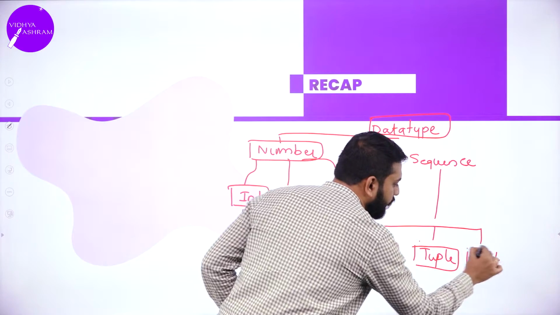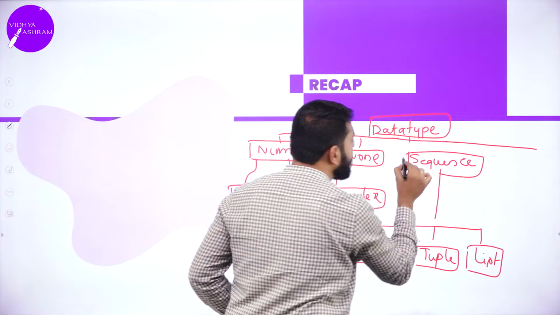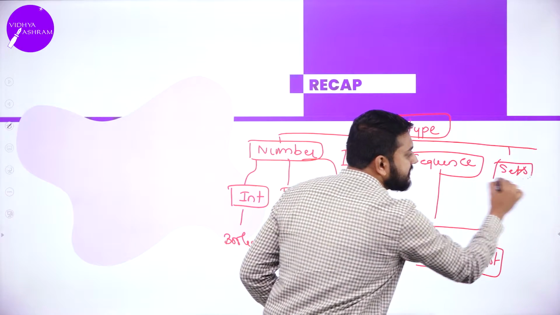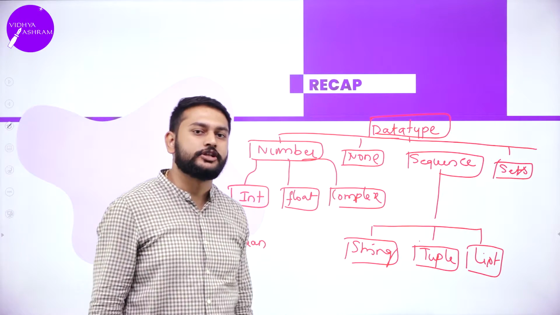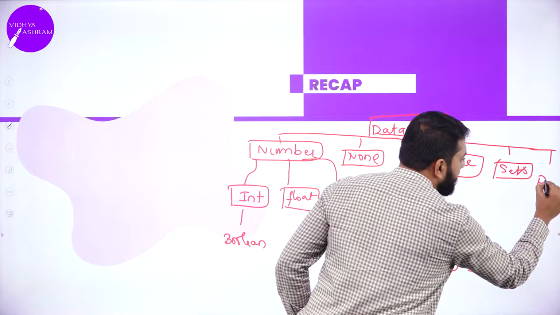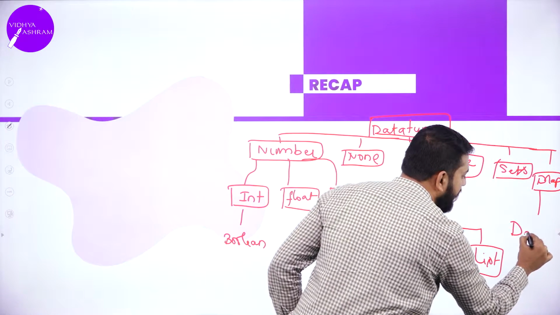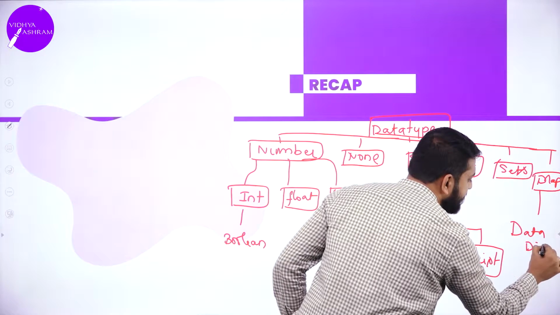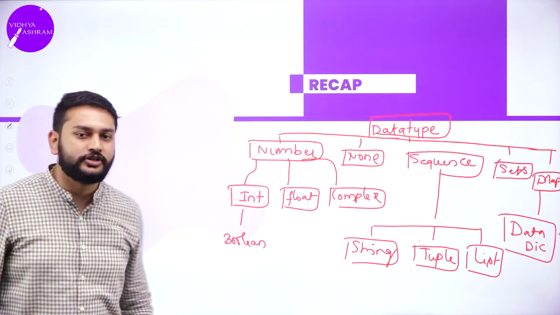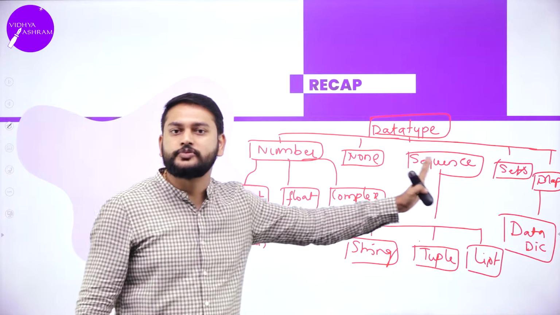This is very important for all of you to remember. Then you had sets, which are not there in your syllabus. The last one we had is mapping. Under mapping we have dictionaries. This is what we discussed in the first session. This will give you deep knowledge about the different data types that we had.